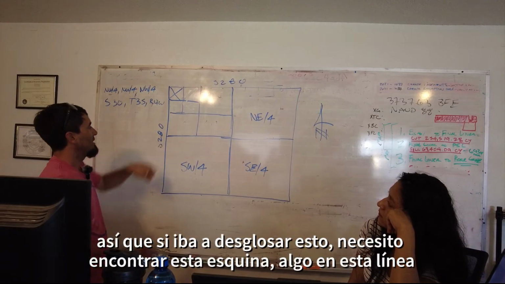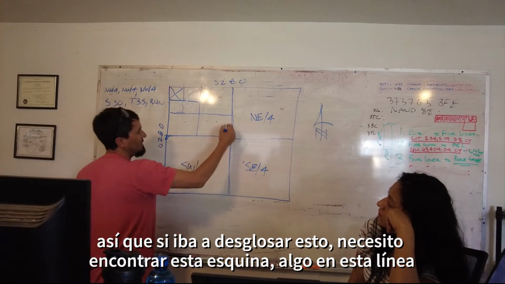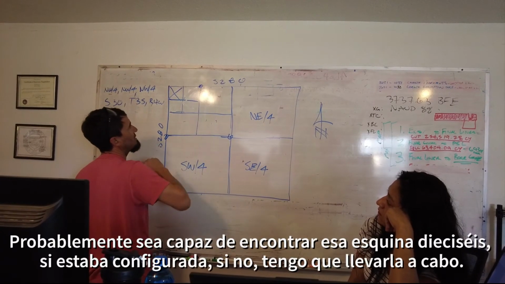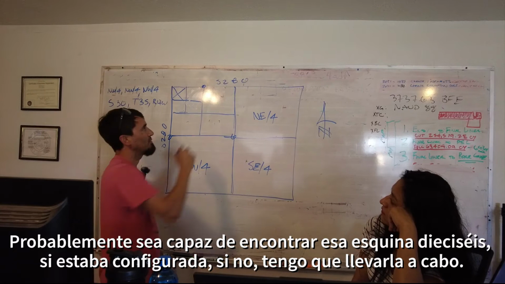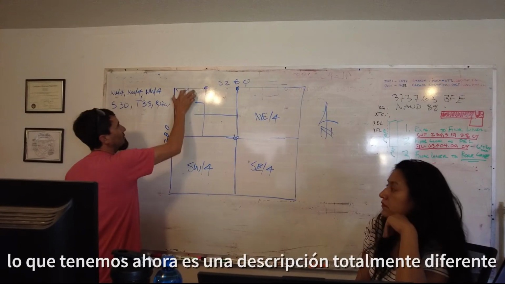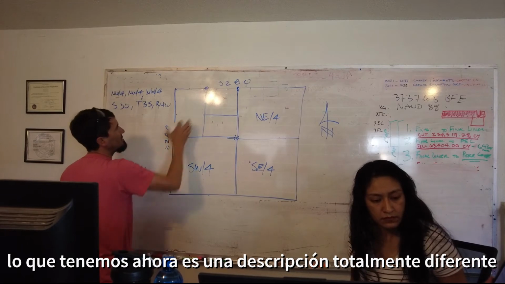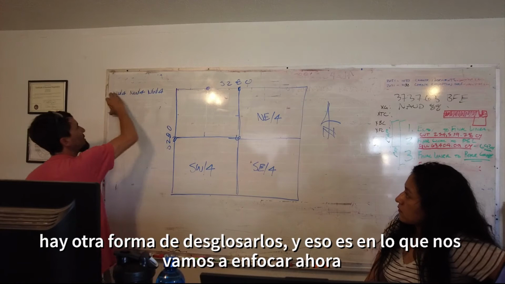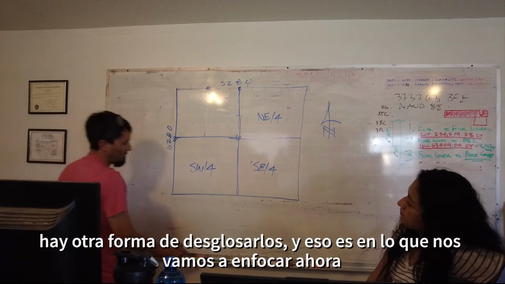So if I was going to break that down, I need to find this corner, something on this line if the center section is. I'd probably be able to find that sixteenth corner if it was set. If not, I'd have to carry it out and so on. Now, what we have right now is a totally different description. So there's another way to break these down, and that's what we're going to focus on now.